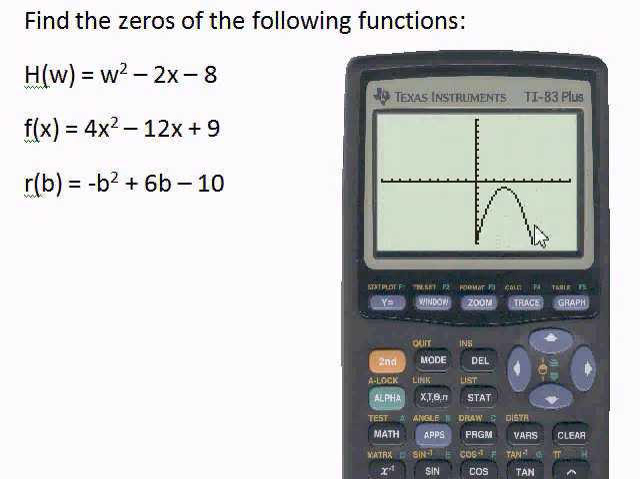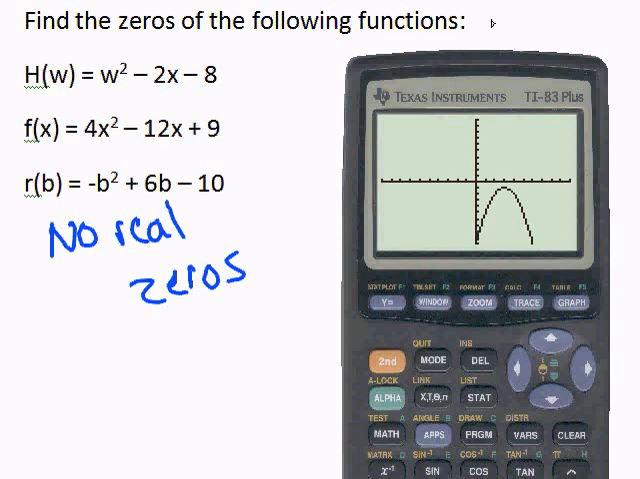Now looking at our parabola right here, we notice that our parabola never crosses the x-axis, which means our function value, r of b, will never reach 0. So it's kind of hard to find the intersection when it never actually crosses. So in this case, we say that there are going to be no real zeros. Now there's something called an imaginary zero. We're not going to mess with that right now. That'll show up in Algebra 2.